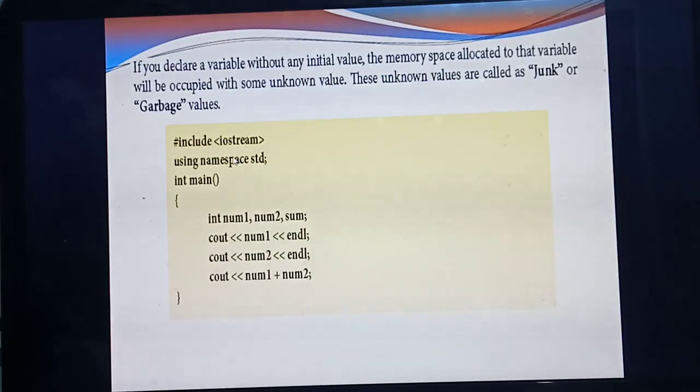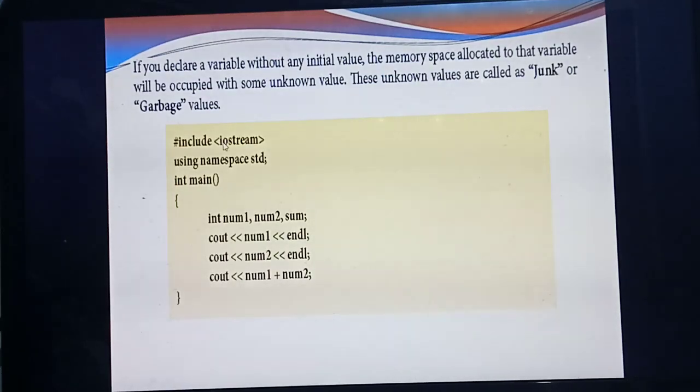Important question. What do you mean by junk or garbage values? You are declaring some variable, but you are not giving any initial value. But some memory space will be allocated for the variables, occupied by some unknown value, because you are not giving any initial value. Those values are called which one? Junk values or garbage values. Understood what you mean by junk value or garbage value?